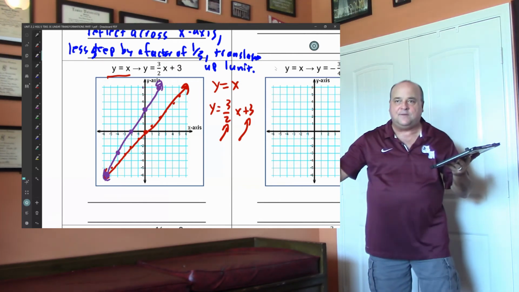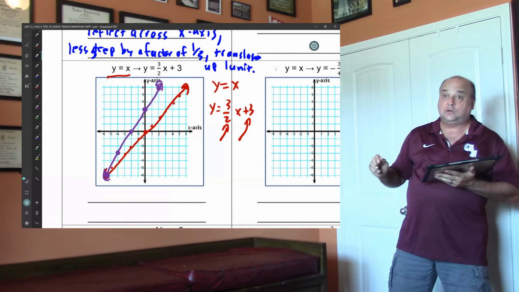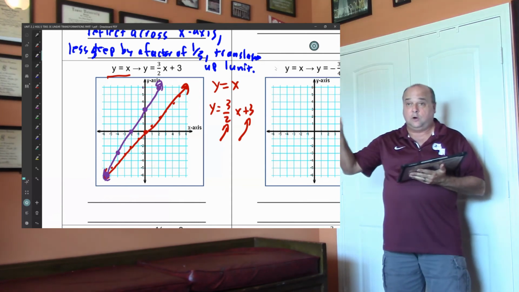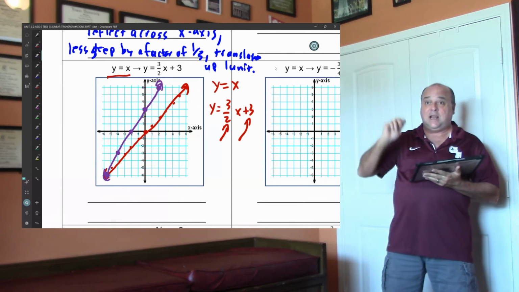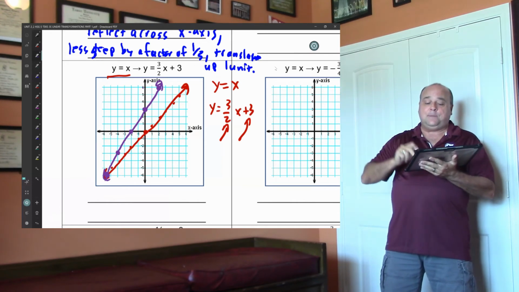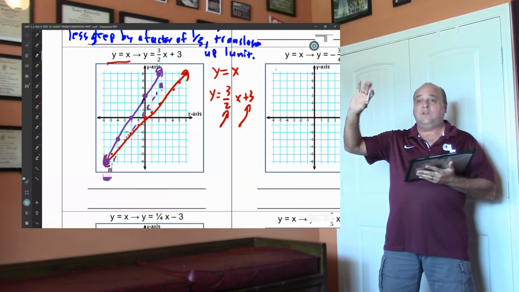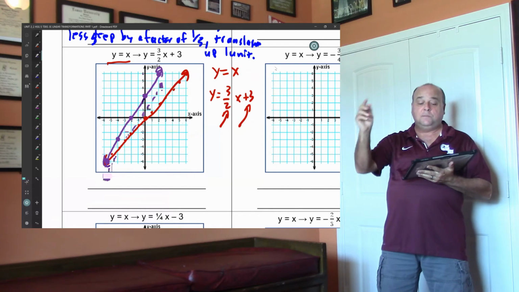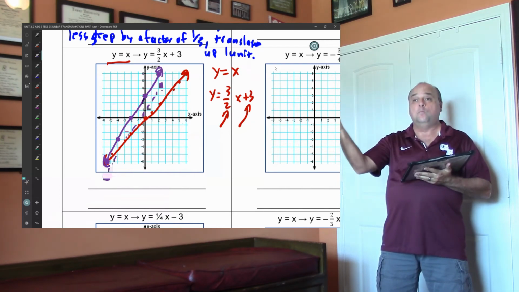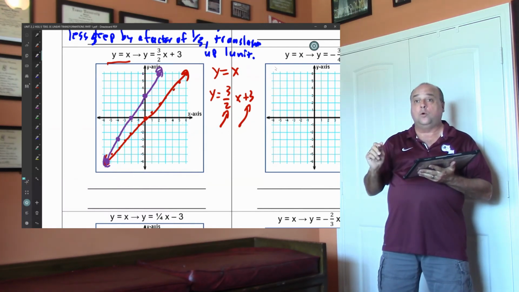You've got to be able to graph a line. Some of you are still struggling on your star reviews. So hopefully after doing this, you'll be able to graph a line better. Now then, what happened to this line? It was not reflected, was it? But the slope was made not less steep, but more steep because 3 over 2 is more than 1.